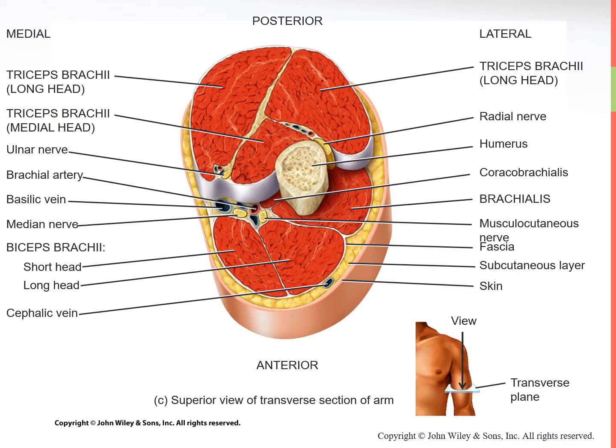This is a transverse section through the arm, and you can see that these are pretty fleshy muscles. Anteriorly, we have the two heads of the bicep brachii muscle, and deep to that we have the brachialis. So these two muscles work together to cause elbow flexion. Posteriorly, we have the heads of the tricep brachii muscle that makes up the bulk of the posterior brachial region.